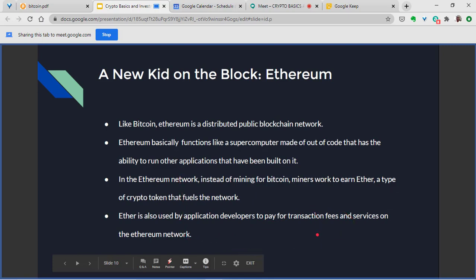One other thing that I should have added to this slide, which is not here, is what they call smart contracts. So Ethereum is a supercomputing smart contract platform. What does that mean? Basically, it has the ability to run.